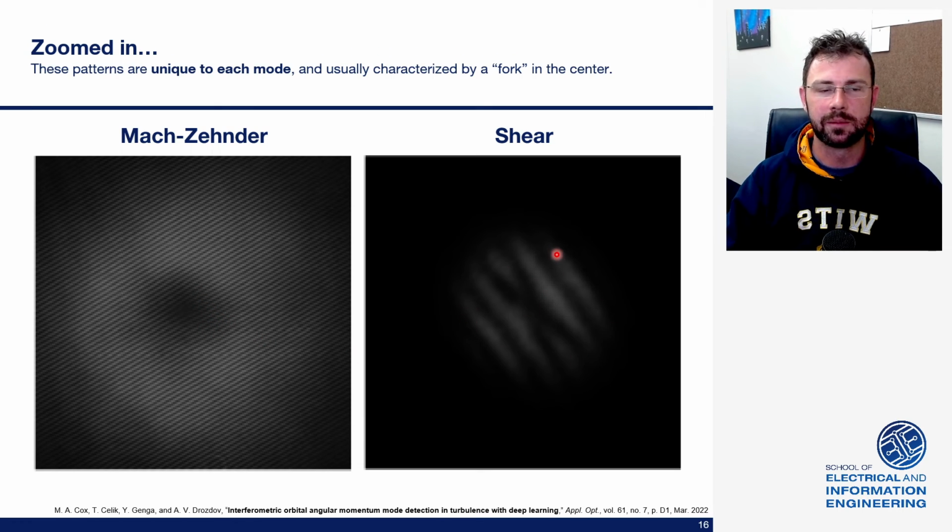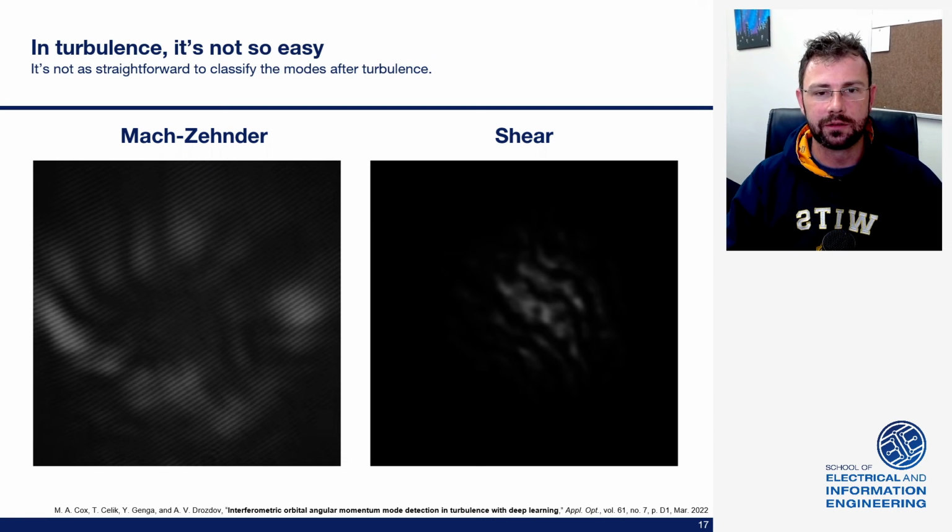With a shear interferometer, it's not quite so clear. You get these strange looking X shapes, and I guess you could learn the pattern as well. But when we put turbulence through it, you see the thing becomes a little bit more distorted. It becomes harder to see what mode it was. And in particular, the shear also becomes a little bit messed up.